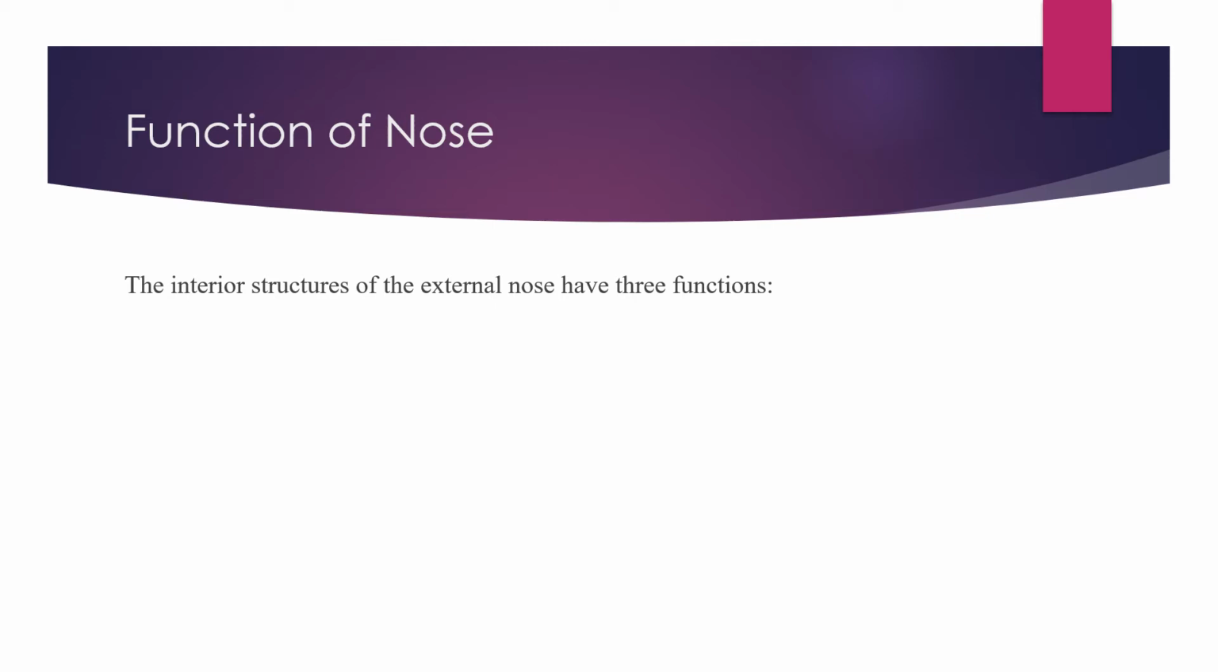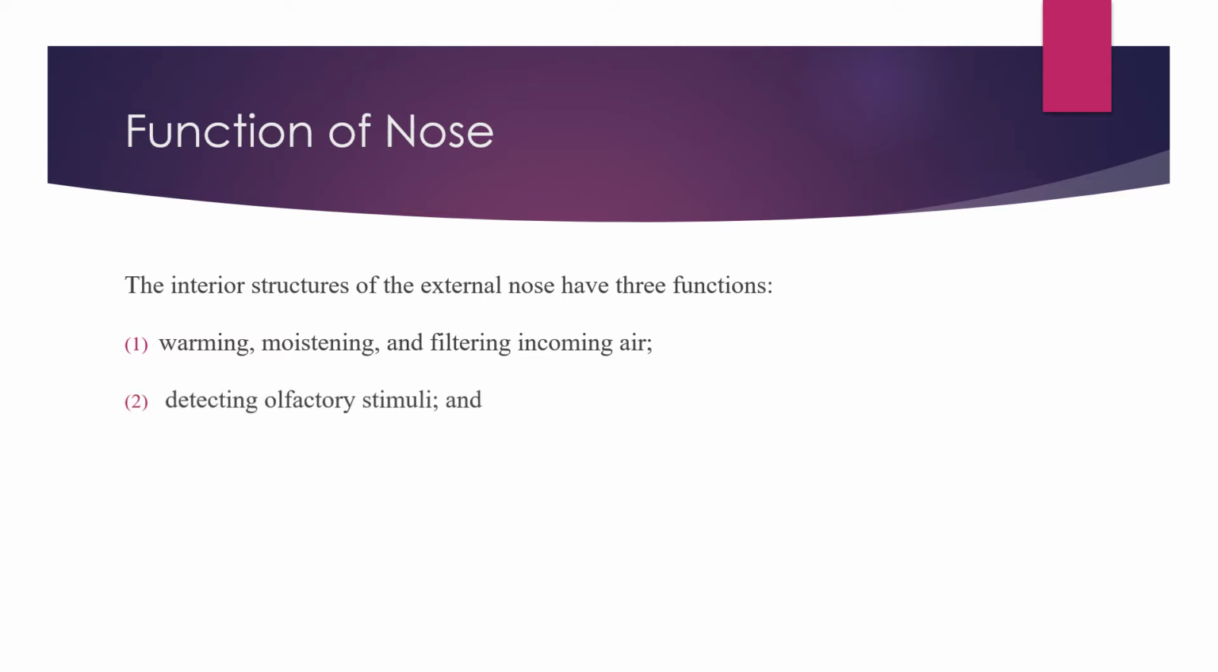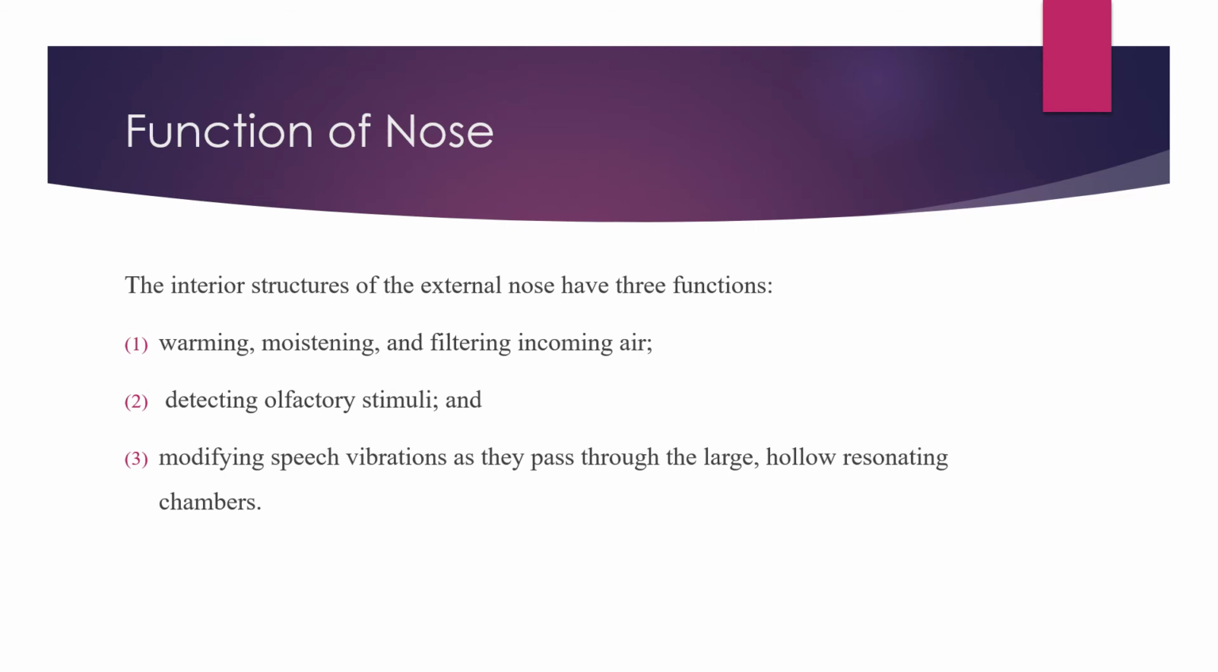So the anterior structure of the external nose has three main functions. First one is warming, moistening and filtering the incoming air. Second one is detecting olfactory stimuli. And the last one is it modifies the speech vibrations as they pass through the large hollow resonating chamber. So these are the three main functions of the nose.